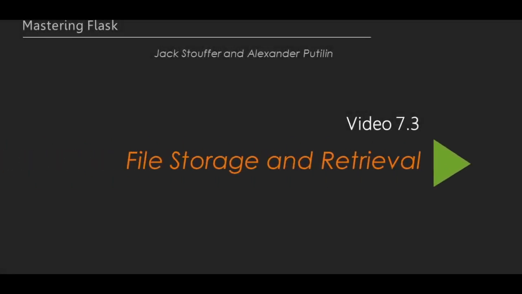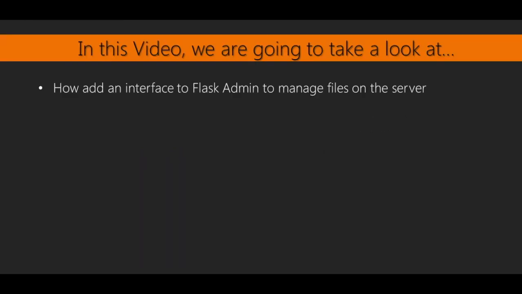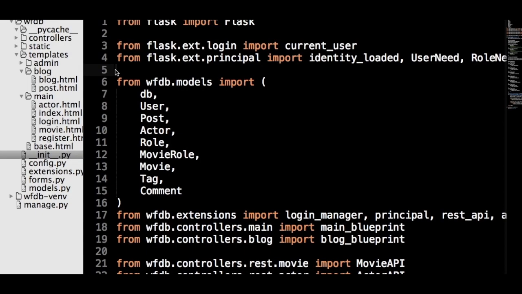This is video 3 of section 7, which is titled File Storage and Retrieval. In this video, we are going to cover how to add an interface to Flask-Admin, which allows us to work with the server's file system. Adding a file system interface to the admin page is a rather simple task.